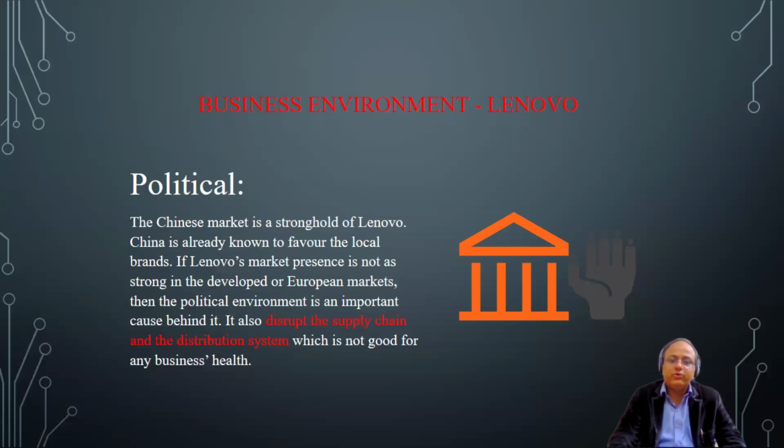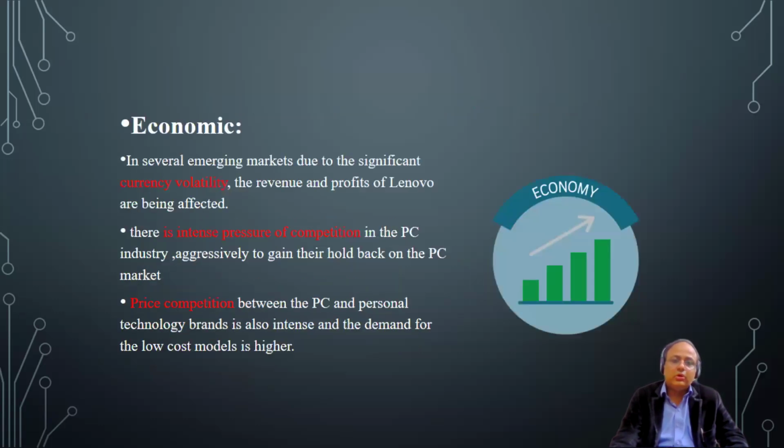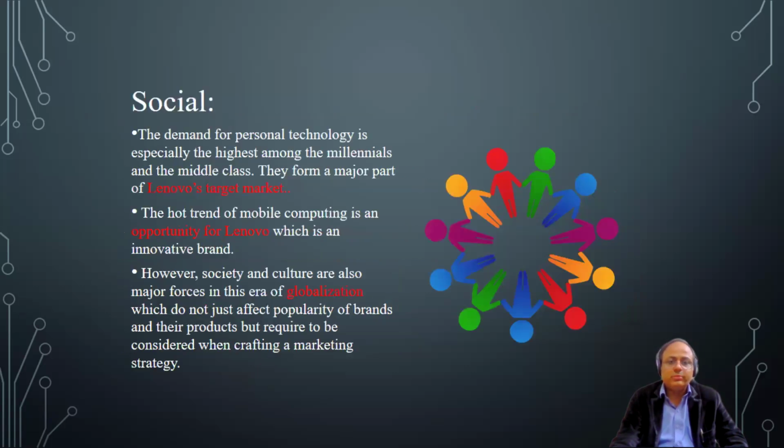Another example is Lenovo. If you talk about the political environment with respect to Lenovo, Lenovo belongs to Chinese origin, and the Chinese market is a stronghold of Lenovo. China is really known for favoring the local brands. So it disrupts the supply chain and the distribution system, which is not good for business health. For the economic environment, as you can see, there is currency volatility, and for social, it means opportunities for Lenovo, and globalization is the focus here.